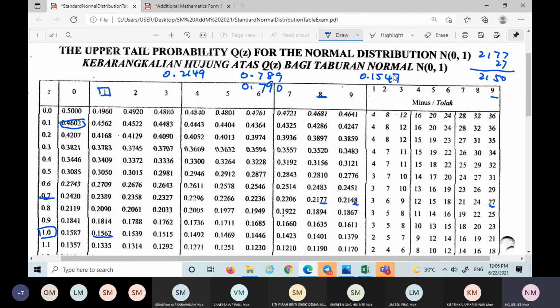Oh, where's my calculator? Come on, someone help. 62 minus 47 is 15. So I need to find 15 to subtract, but there is no 15. I only have 14 and 16. Either one; your answer can be either this or this. Let's say we choose this one. So your answer is 1.017.